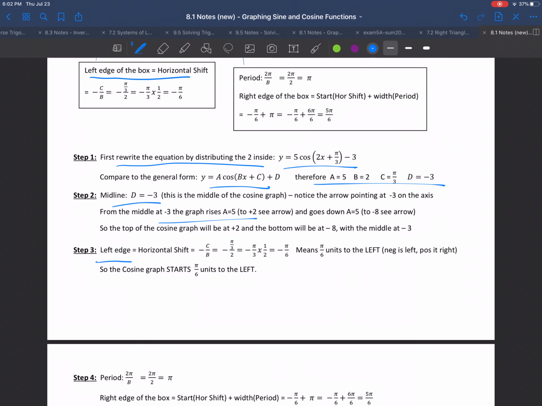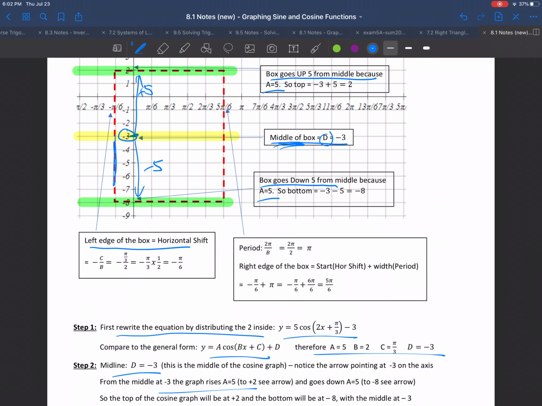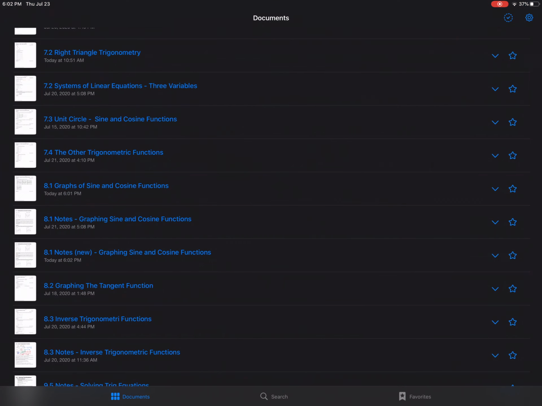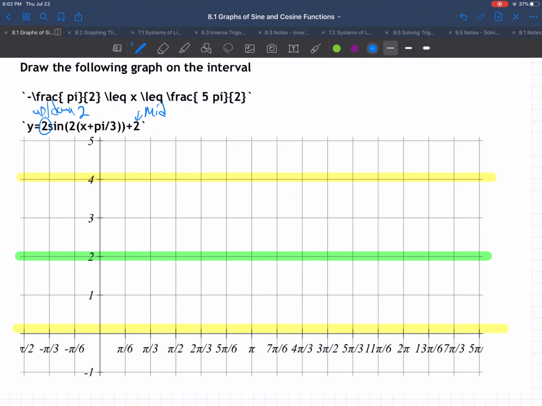Find the left edge. It's the horizontal shift, -C over B. That'll give you the left edge of the box. Notice this arrow. I should just go with the arrow that's already there. This left edge, it's saying this dotted box. Okay, let's go do that. So going back to the thing.